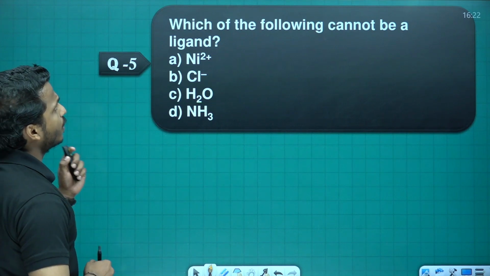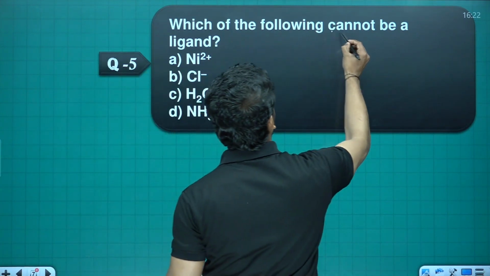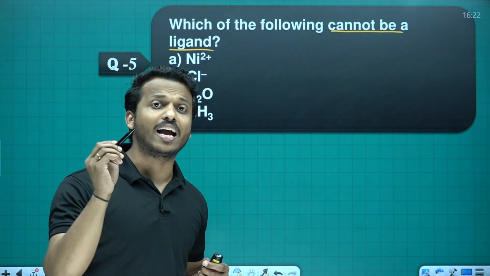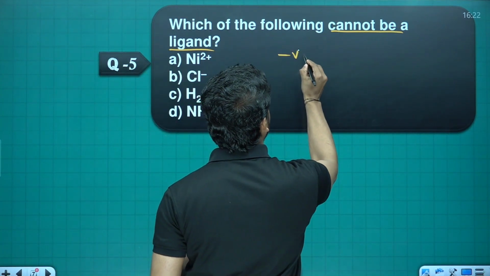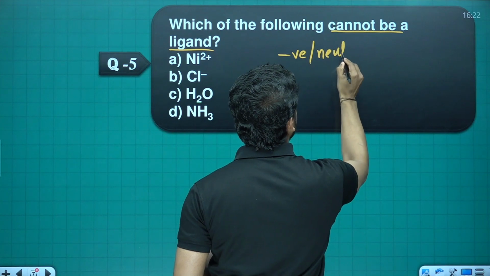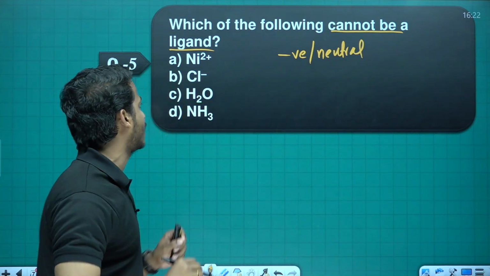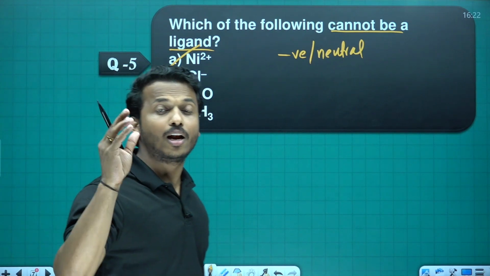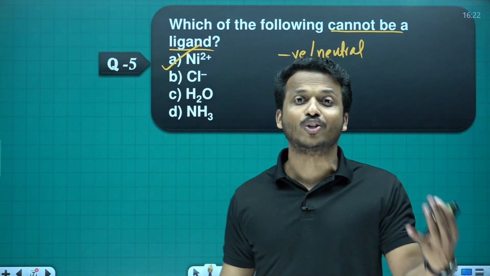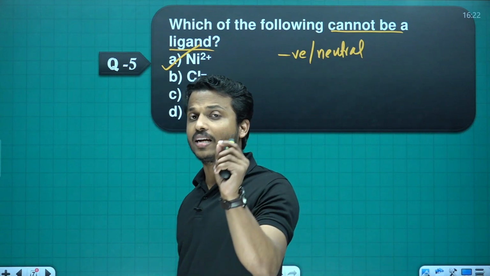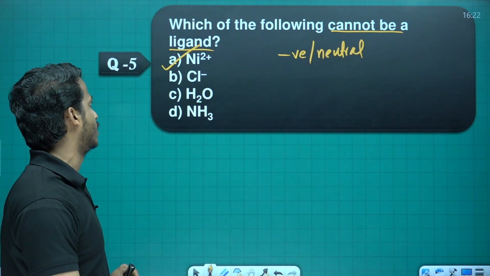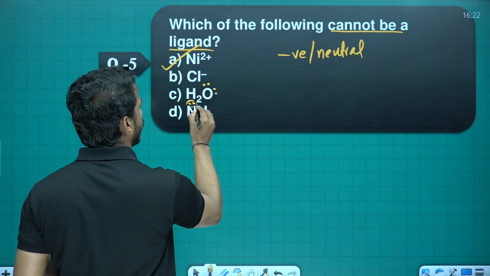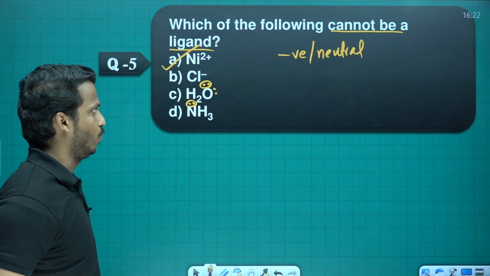Next one, which of the following cannot be a ligand? Which of the following cannot act as a ligand? Ligands are either negatively charged or neutral species, right? Of course, which one? Nickel 2 plus, right? Nickel 2 plus is a metal. It's having a positive charge. Ligands are negatively charged or neutral species. Yes, this is negative charge. This is neutral charge. See, because of the lone pair, they're electron donating ones.